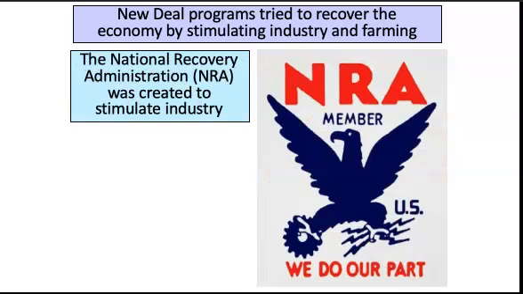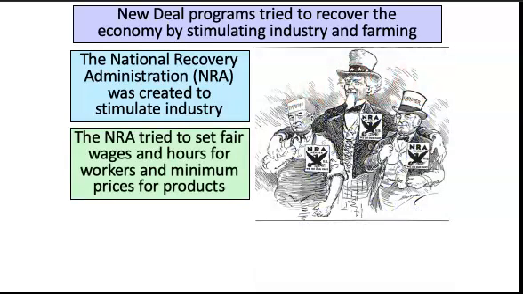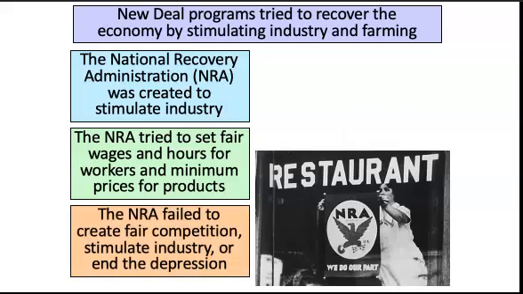In addition to this, the government created what was called the National Recovery Administration, or the NRA, to stimulate industry in the country. What the NRA did was set fair wages and hours for workers and minimum prices for products. However, the NRA failed to create fair competition, stimulate industry, or end the Great Depression.